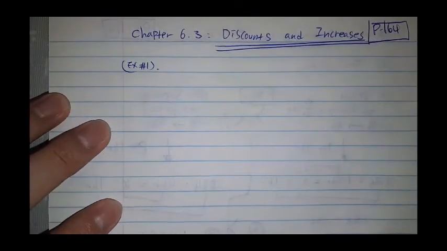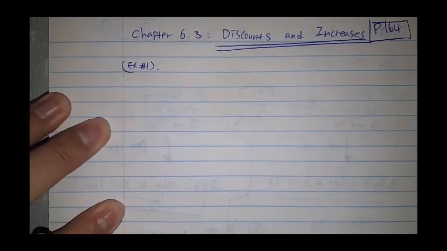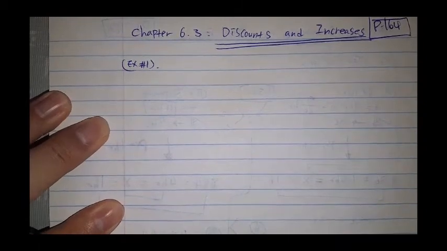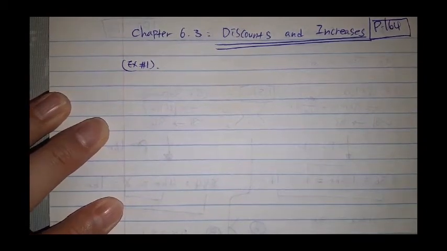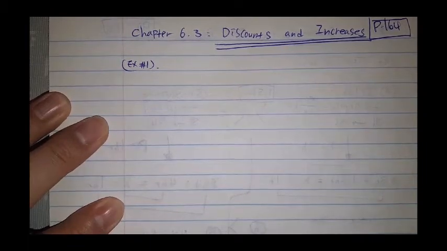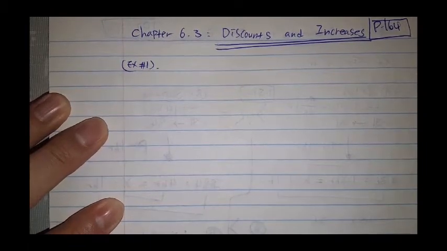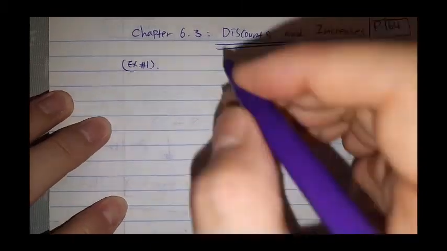Example number 1 on page 164. Owen is offering a discount on an apartment of 1/5 off the first month's rent of $1,200. What will the first month's rent be?